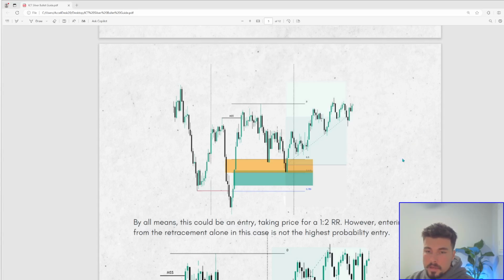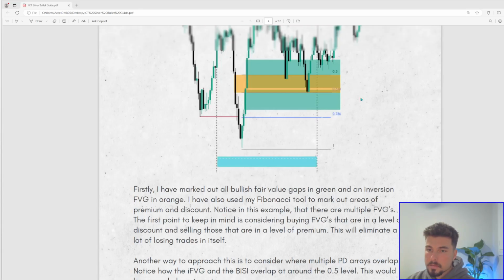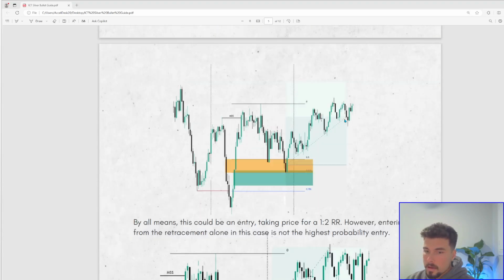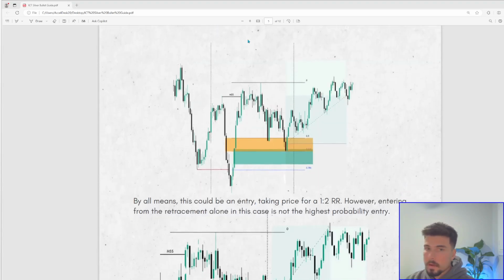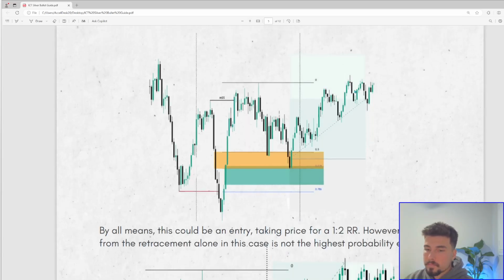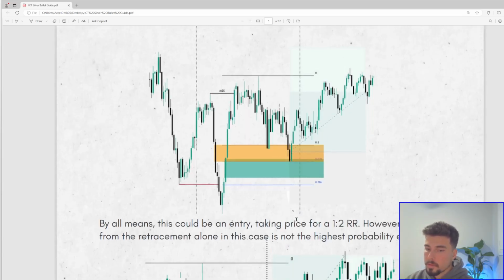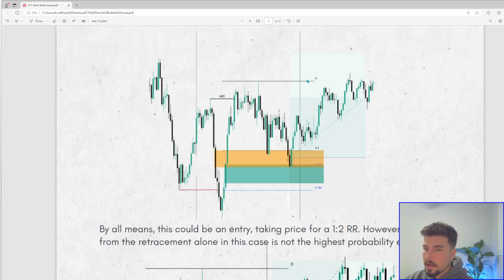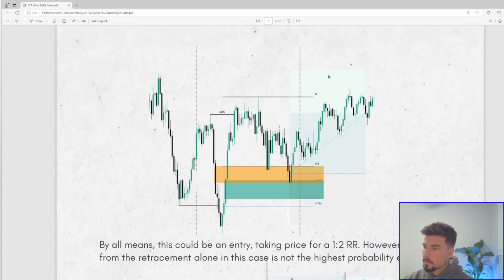Now, what we're going to do here is extend on this potential trade, right? By all means, you could do something like this, where, for example, if I just zoom in for you guys, you could enter here, put your stop loss below this low or below the bodies, and you can target a 1 to 2. That's completely fine, right? Completely fine.